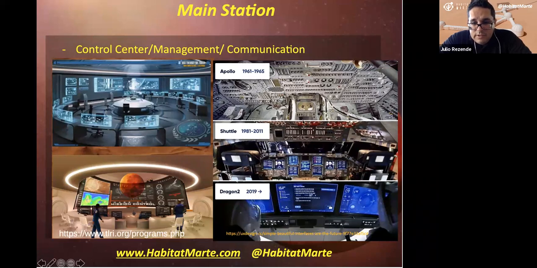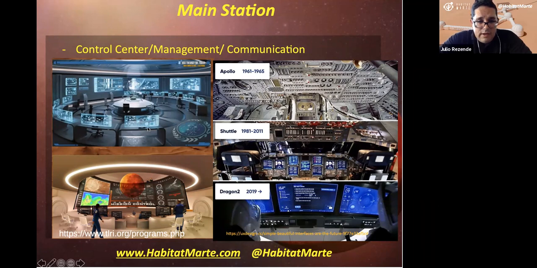It's possible to see the introduction of some computer screens in the middle to control. And recently we saw the Dragon capsule. They use big computer screens where it's possible to split from one task to another task, or follow up on the different systems operating aboard the vehicle.